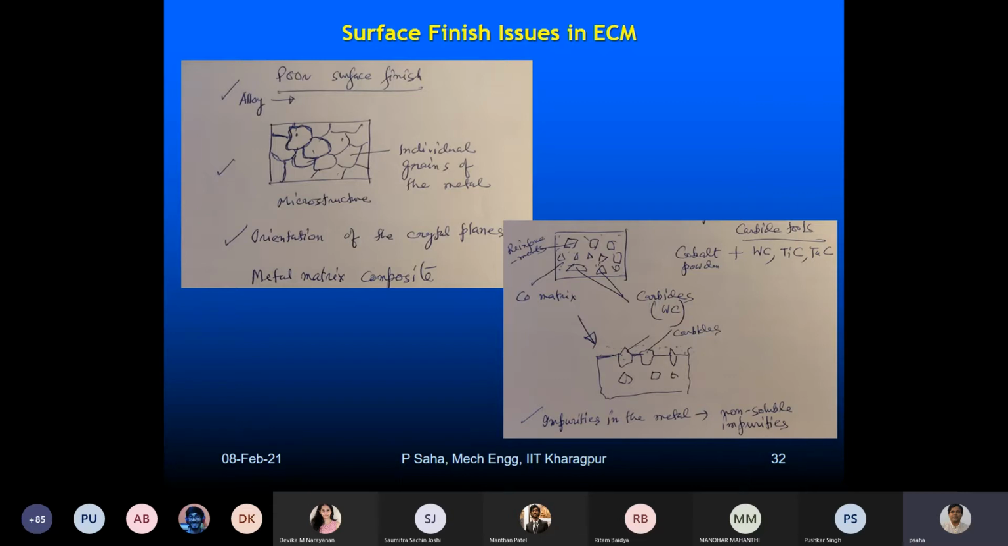For ECM, typically the finish will be something around 1 micron, 2 micron or so. But nano level finishing is not possible. What happens is, many times we are machining some alloys. An alloy consists of different alloying elements, and each constituent has a different atomic weight and different valency of dissolution, so their electrochemical equivalents are different.